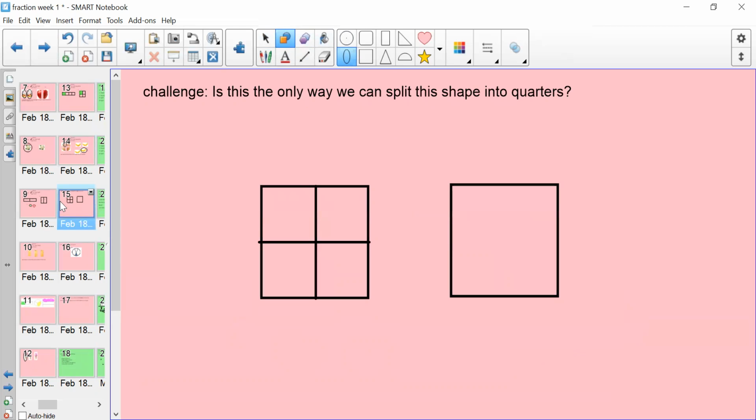Okay, and then as a challenge question, is this the only way that we can split the shape into quarters? So I'd like you to pause the video now and think about if there is another way that we can split the square into quarters.